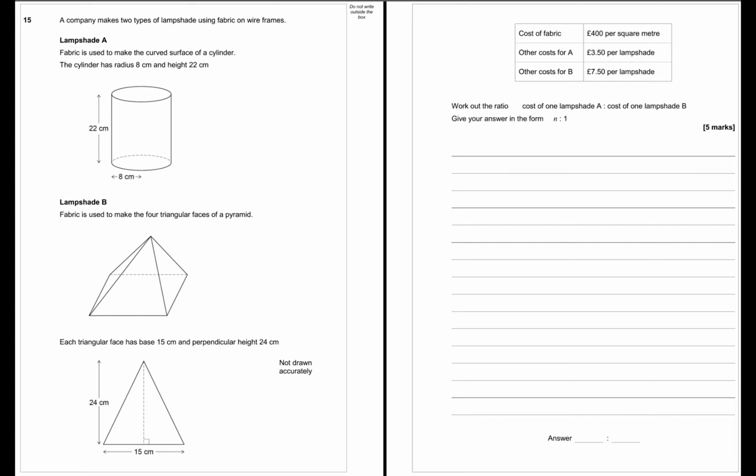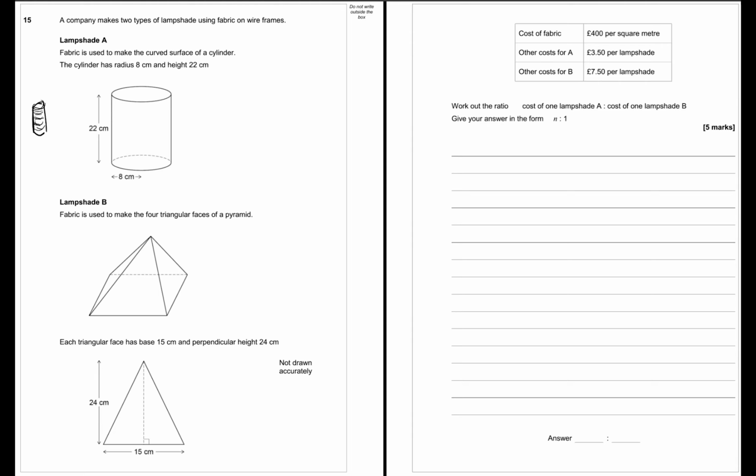Okay, question 15. A company makes two types of lampshade using fabric on wireframes, Lampshade A and Lampshade B. Okay, let's look at A. Fabric is used to make the curved surface of a cylinder. The cylinder has radius 8 centimeters and height 22 centimeters. Let me do a crude little drawing to try to visualize what we're doing here. We only care about the curved surface. We don't care about the top, and we don't care about the bottom because there's no fabric there.